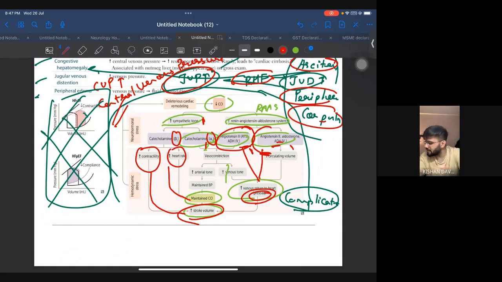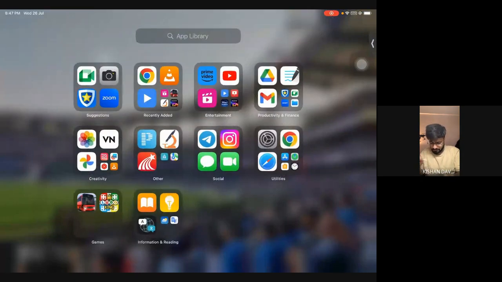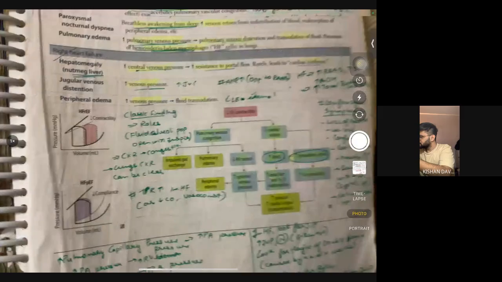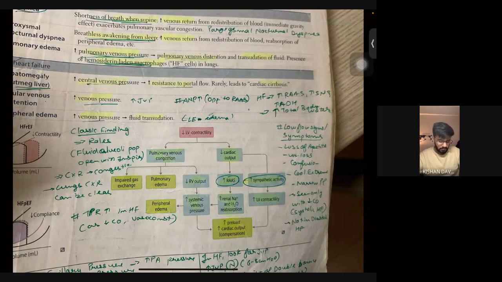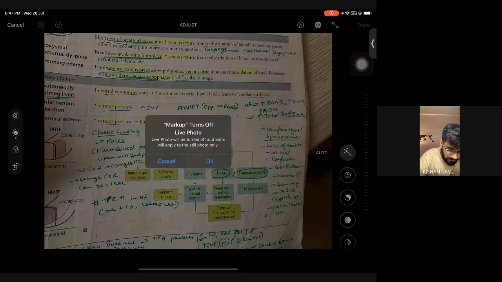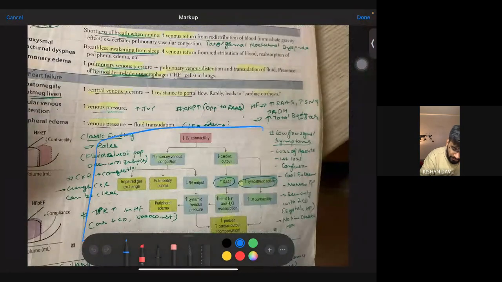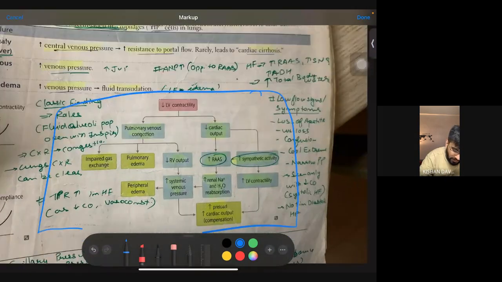In the 2020 edition, it was a completely different flowchart. Wait a minute, I will click a photo and I'll share it with you. Yeah. So see, this is the image that was given in the 2020 edition. All right. So you can see it is given here. This is what is given over here. So let's see what is given here.